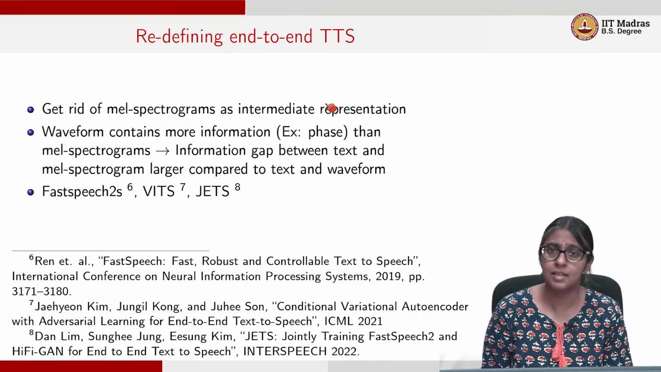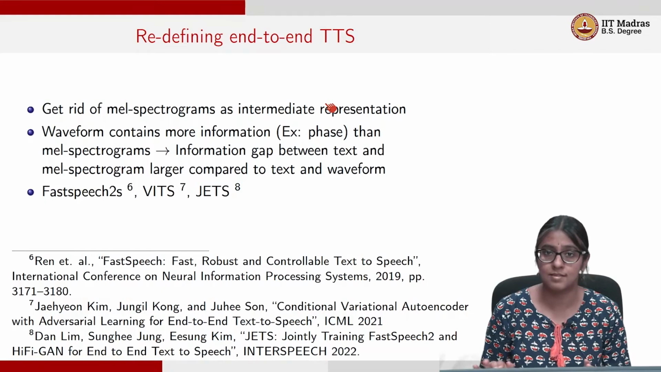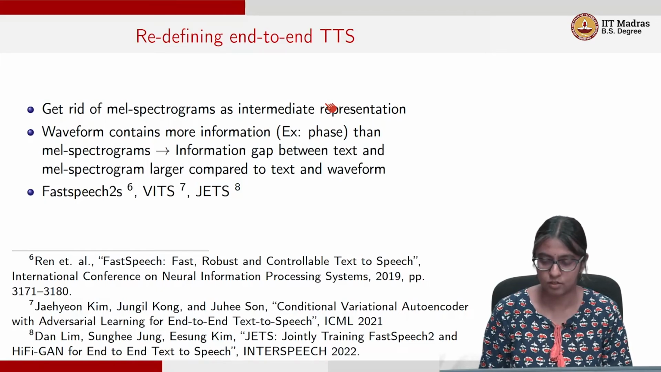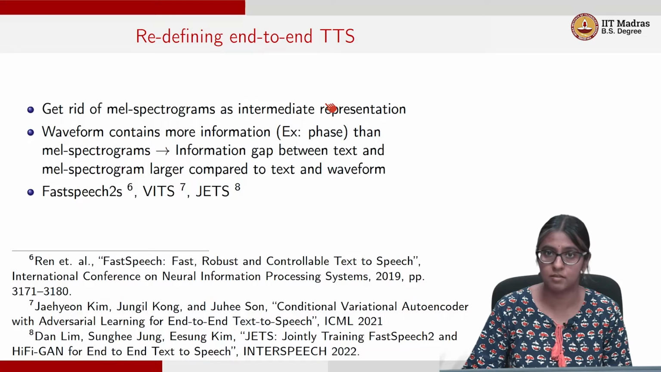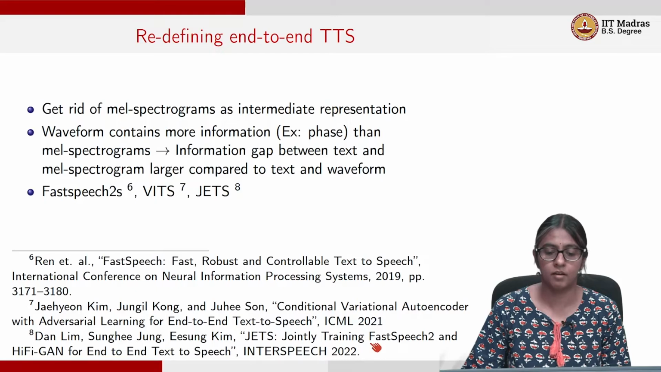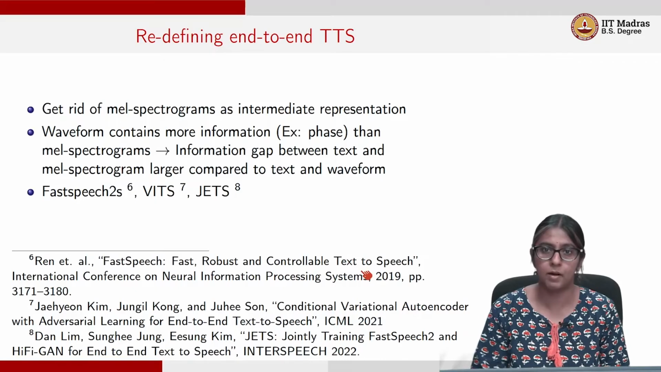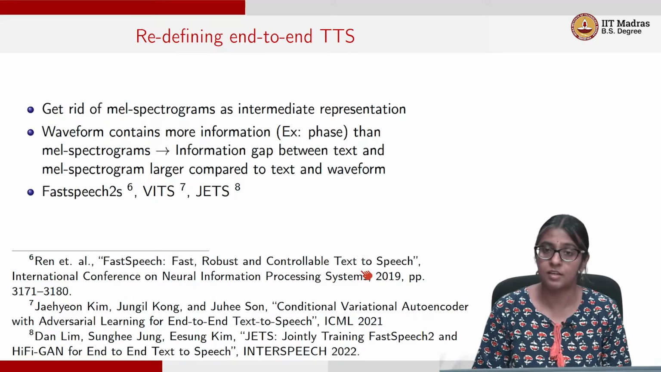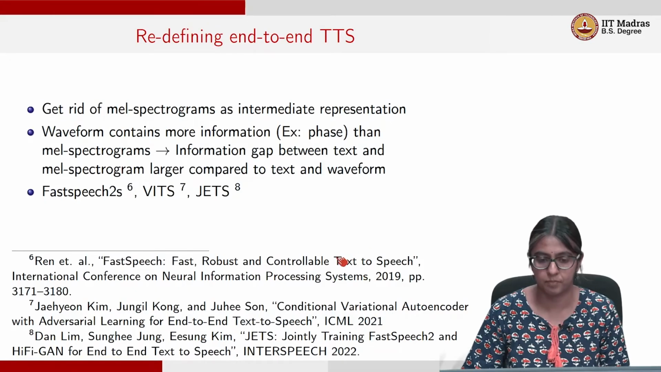And now there are many such completely end-to-end systems such as FastSpeech 2s, VITS, which is conditional variational autoencoder with adversarial learning, or JETS, which is jointly training FastSpeech 2 and HiFi-GAN. Okay, so there are a lot of advancements currently in the past 1.5 years where they have shifted to generating audio samples directly by getting rid of this Mel spectrograms.